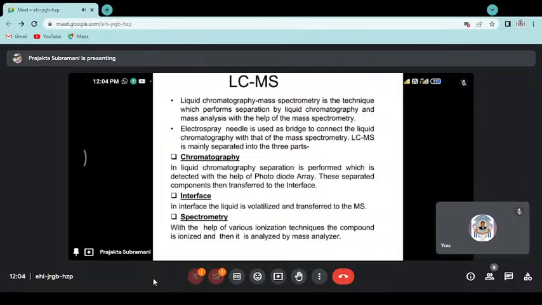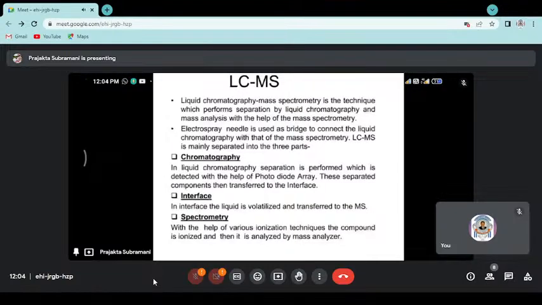In liquid chromatography, separation is performed, which is detected with the help of a photodiode array. This separated component is then transferred to the interface. In the interface, the liquid is volatilized and transferred to the mass spectrometer, because in mass spectrometry the sample must be in ionized form. So this interface is required in between the LC and MS.